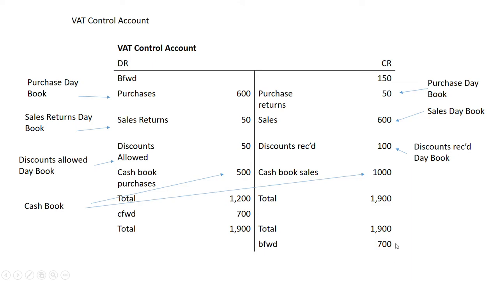And that is the credit balance in the general ledger. So we owe HM Customs and Excise £700 at the end of the month. At the start of the month, we owed them 150. So that's the VAT control account. We'll do journal posting in the next chapter in more detail anyway. Now that is then the end of this chapter.